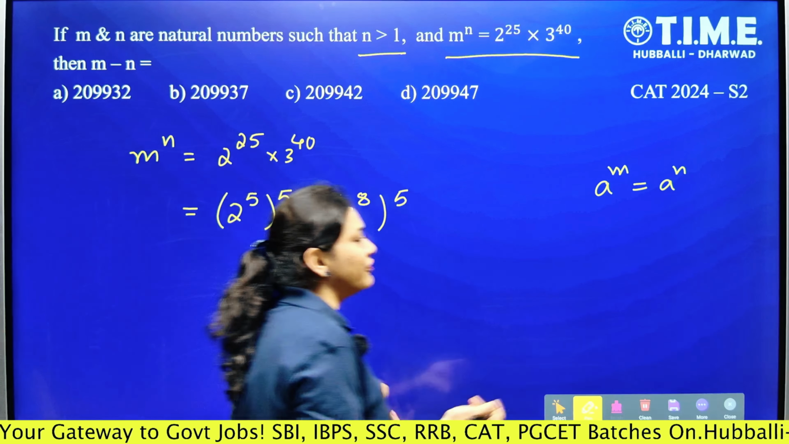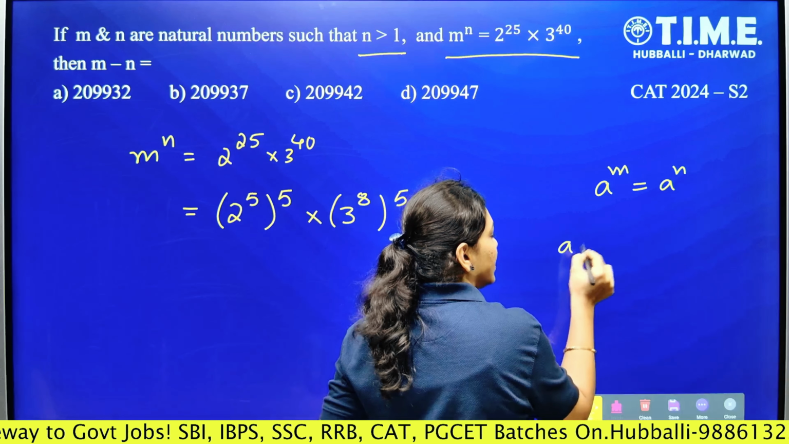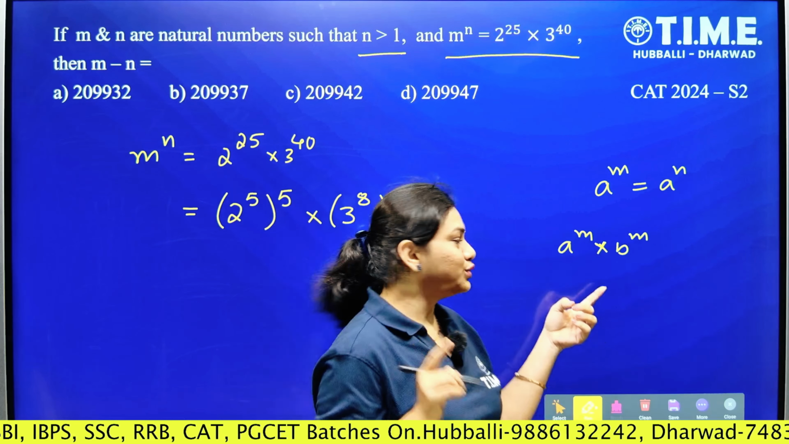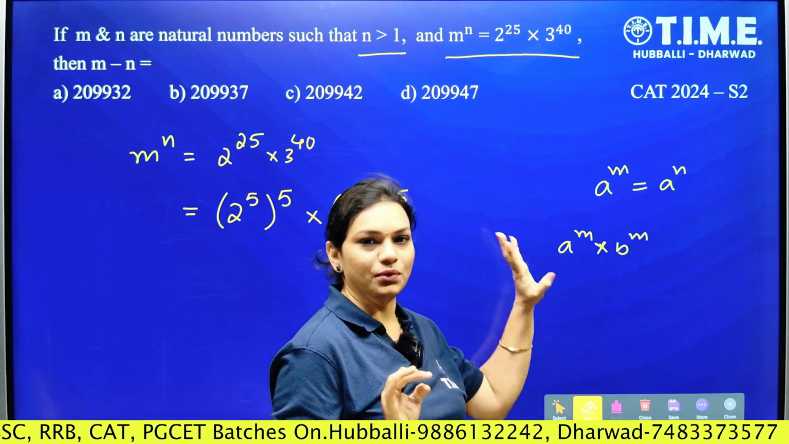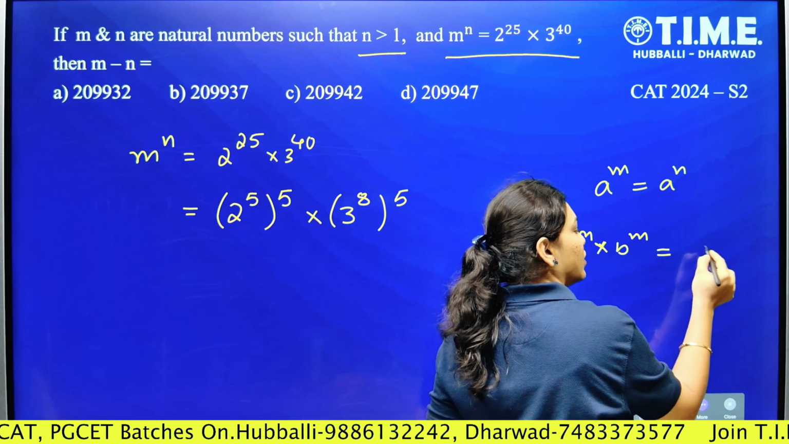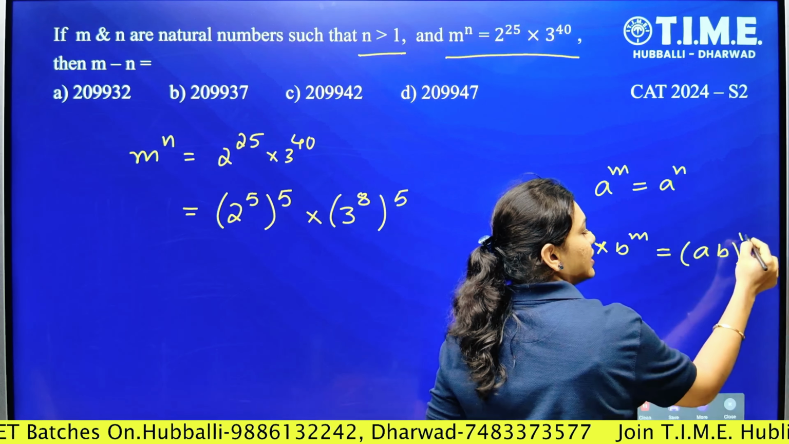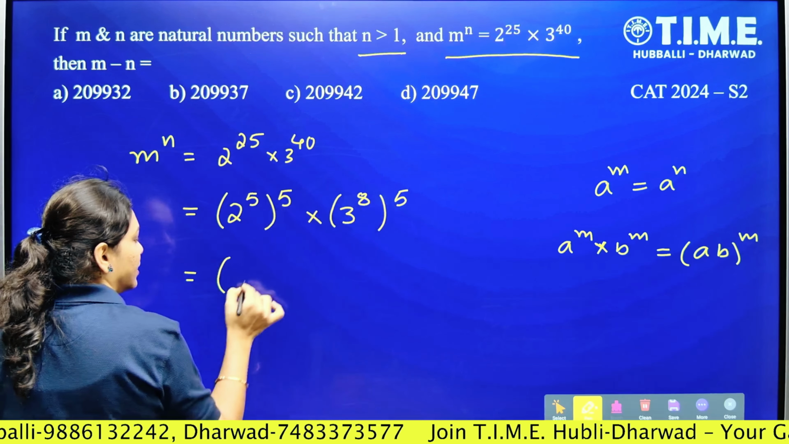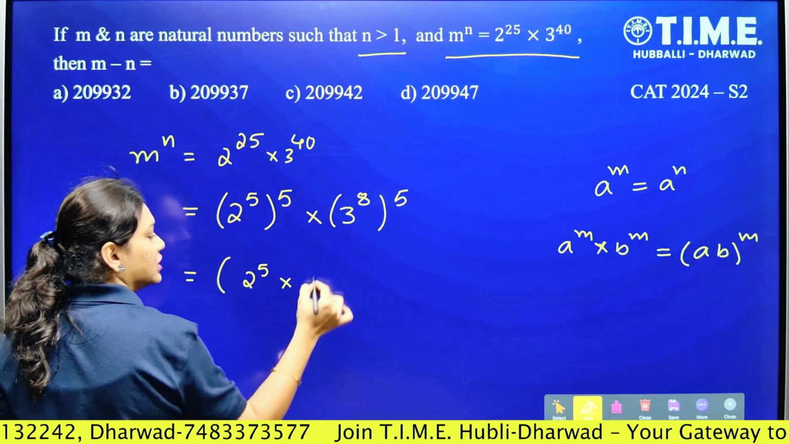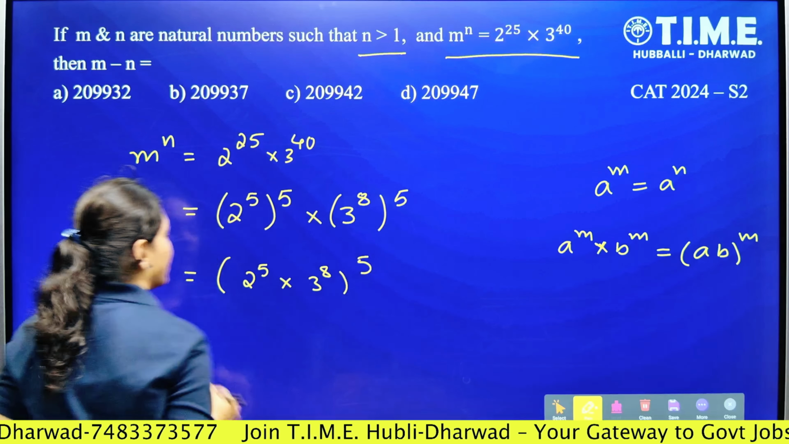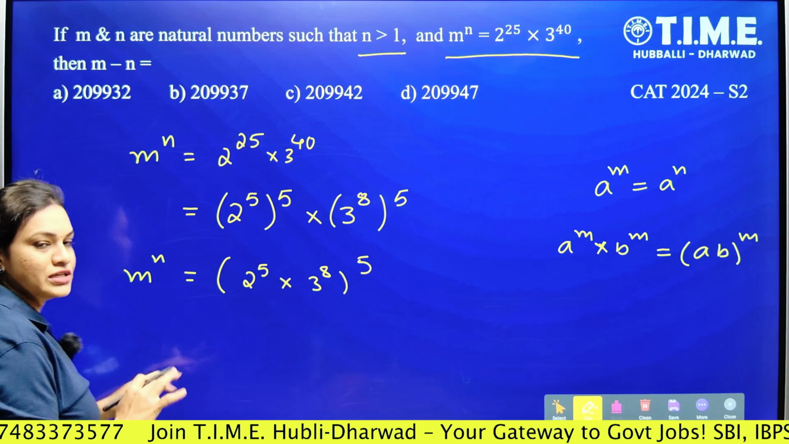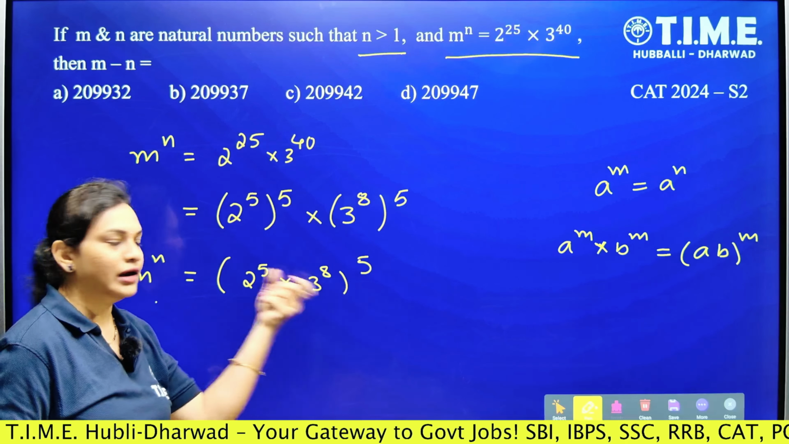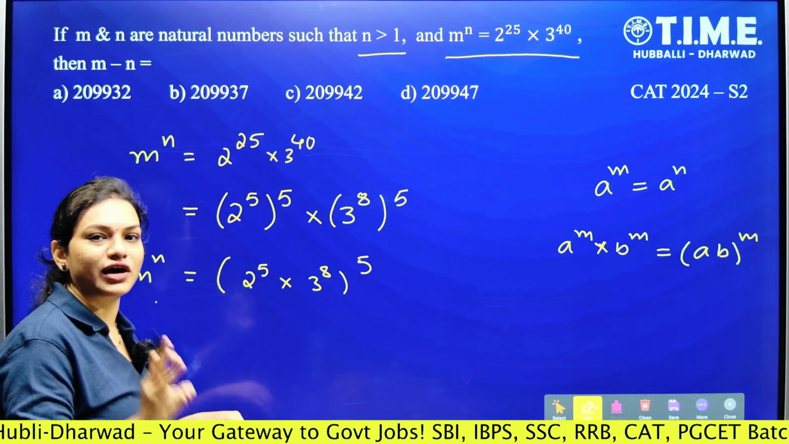Another rule of indices we can apply: a raised to m into b raised to m. We have an into sign, the bases are different and the power is common, so we can multiply the bases and take the common power. I can write it as 2 power 5 into 3 raised to 8, and whole raised to 5, which is equal to m raised to n. So m is equal to 2 raised to 5 into 3 raised to 8 and n is equal to 5. We got the values of m and n.